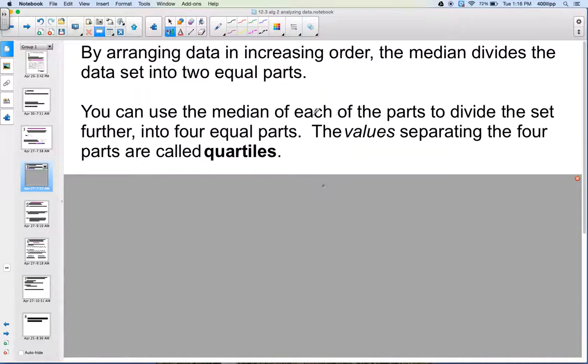You can use the median of each of the two parts to divide the set further into 4 equal parts. So we'll have the lower part, find the median of that. We'll have the upper part, find the median of that. The values separating the 4 parts are called the quartiles. So when we hear the word quart, we should think of the number 4.